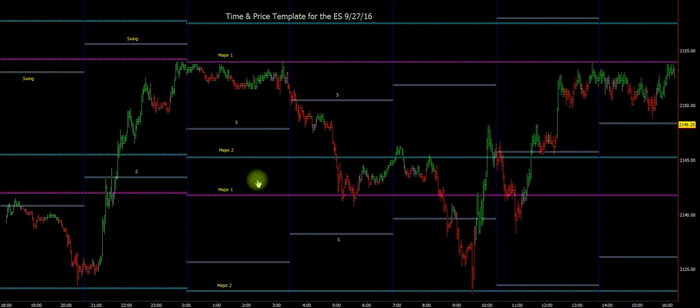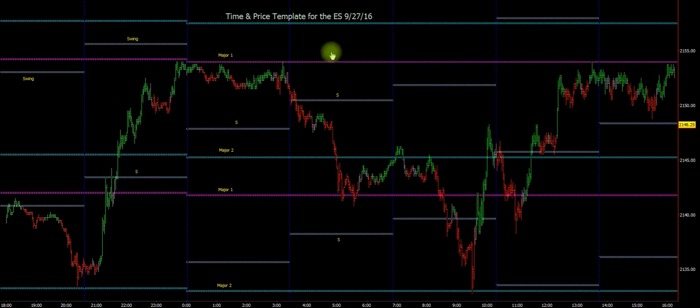But I'm going to try and make it relatively quick. I could talk about this time and price template and how to use it for an hour, and I could show you specifics. But I'm trying to keep this as short as possible, just for time's sake and because attention spans have a tendency of depleting over time. And here I am babbling.